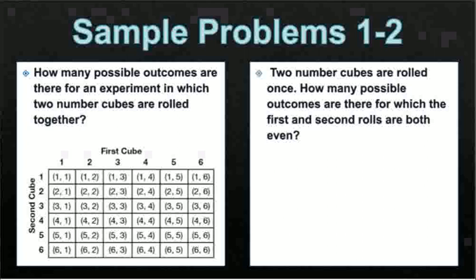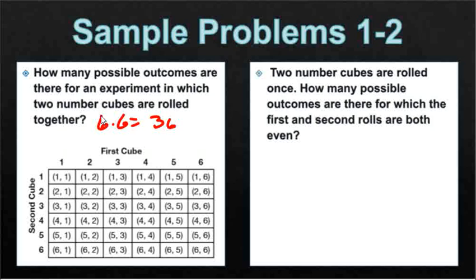So let's take a look at an example. How many possible outcomes are there for an experiment in which two number cubes are rolled together? So here you have a diagram with one number cube on top and a second number cube on the side, and all the possible outcomes you can get. You have 6 rows of 6, so 6 rows of 6 will give us 36 total outcomes. Now we're going to use that 36 to answer some other questions.